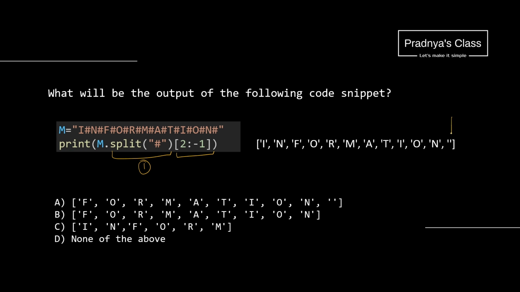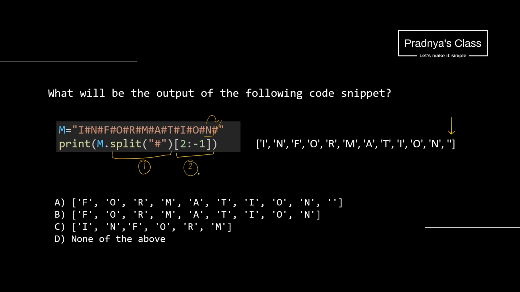Are you confused with the last string? In the given string, next to n we have hash symbol. So based on this also the string will get split. But after hash there is nothing. That's why we are getting one empty string. First task is done. Now let's work out on the second task.